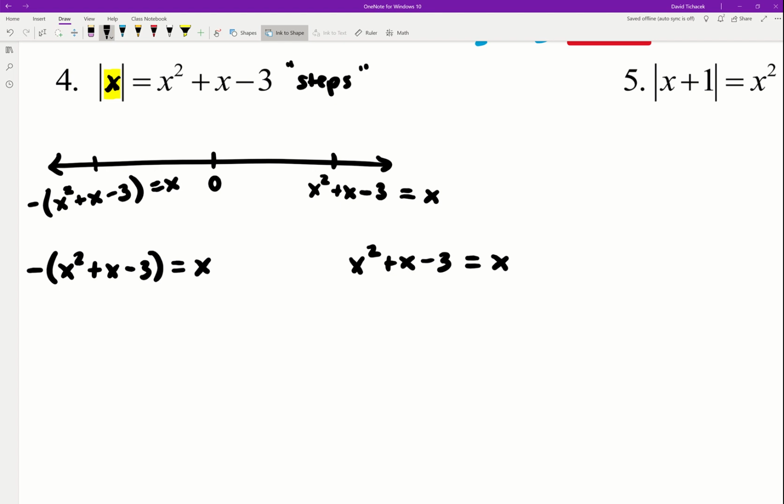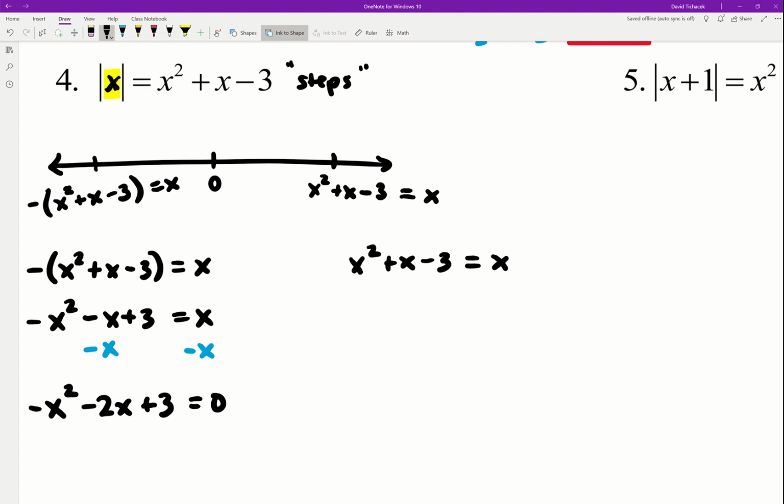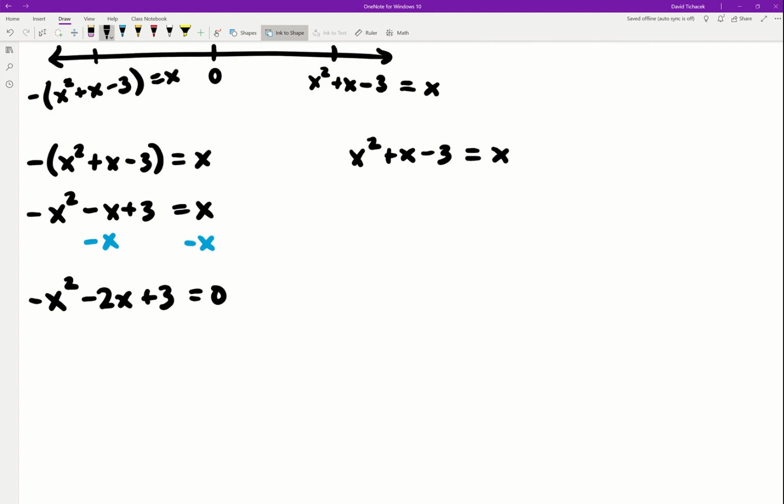So I might go ahead and distribute that negative 1 in, and then bring the x over on the left-hand side here. So that is going to be negative x minus x plus 3 is equal to x, and then go ahead and subtract your x from the right over to the left. So we'd have here negative x squared minus 2x plus 3 is equal to 0. And then we might be able to go ahead and continue to solve that quadratic equation.